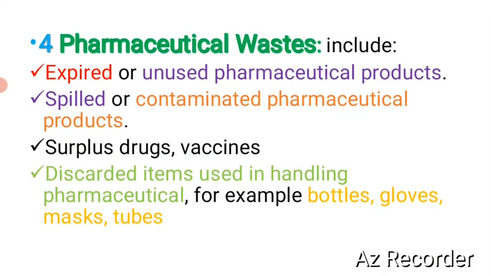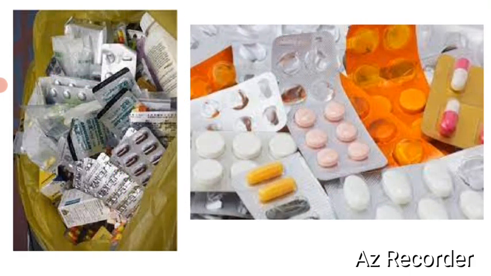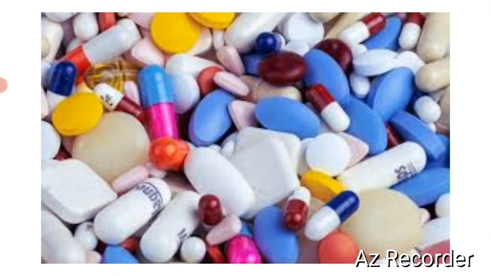Next we will see what pharmaceutical wastes are. They include expired or unused pharmaceutical products, spilled or contaminated pharmaceutical products, surplus drugs, vaccines, and discarded items used in handling pharmaceuticals, for example bottles, gloves, masks, tubes, drugs, and so on. Those are expired or unused pharmaceutical wastes like medication and so on, and those are also pharmaceutical wastes.